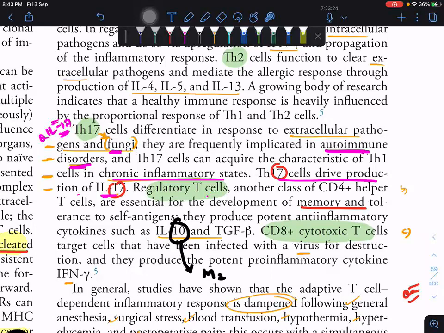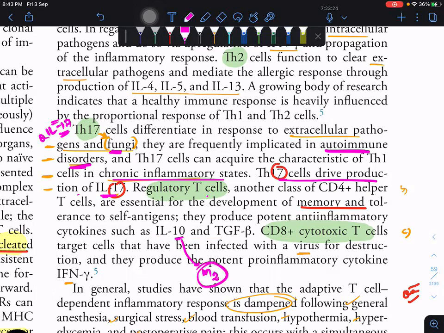So the next one is the regulatory T cells. The regulatory T cell is another class of CD4 helper T cell, essential for the development of memory and tolerance to self-antigens. And they produce potent anti-inflammatory cytokines like IL-10 and TGF-beta. The same IL-10 is also produced by another cell which I told earlier, that is the macrophage. The M2 macrophage also produces IL-10 and TGF-beta.